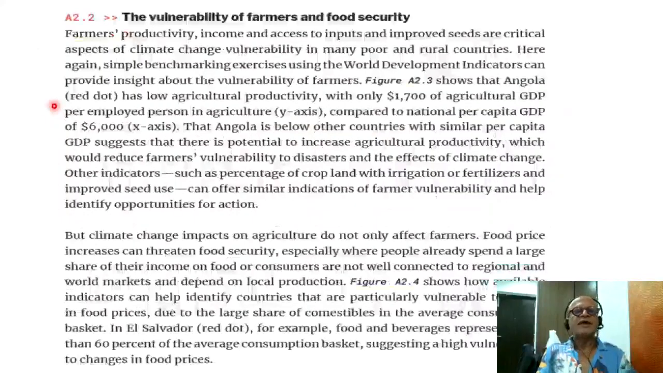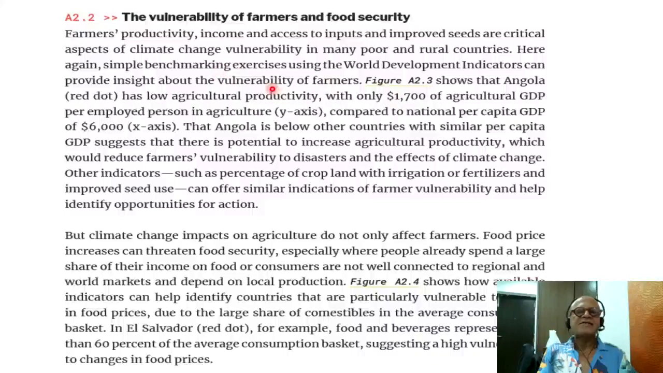Okay, so A2.2, the vulnerability of farmers and food security here. Farmers' productivity, income, and access to inputs and improved seeds are critical aspects of climate change vulnerability in many poor and rural countries.